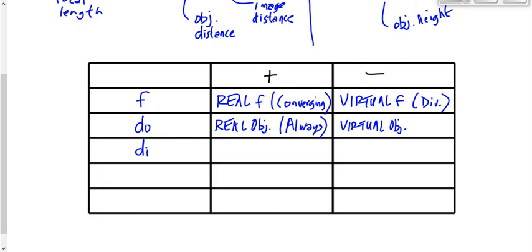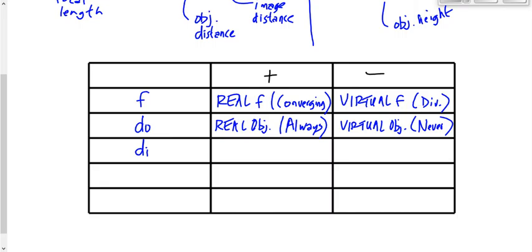Here's a mirror, here's another mirror. The image from the first mirror becomes the object of the second mirror. And in some cases, that can be a virtual object. We're not going to see that. So for us, the object is always real and therefore always positive. And the object is never virtual, or never negative.